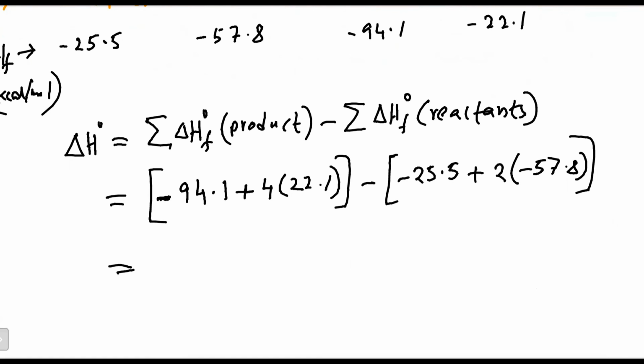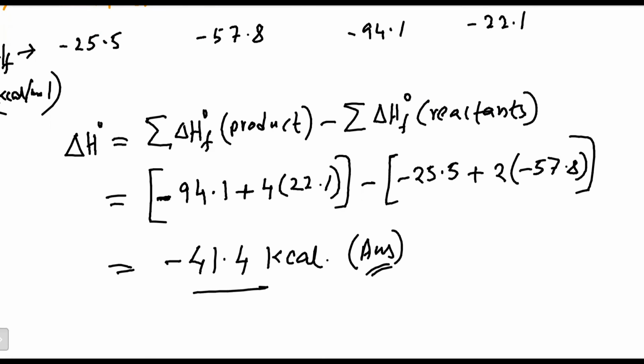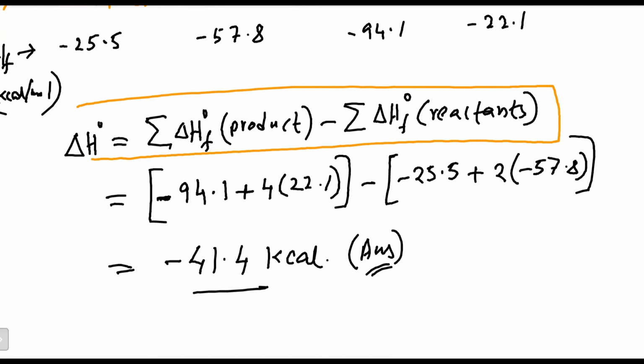If you solve this entire thing, I'm not solving it here, you will get minus 41.4 kilocalorie. This is also one subjective type of question. You just have to find out the answer. Here you have to remember this formula: delta H naught equals the heat of formation of the products minus the summation of the heat of formation of the reactant molecules. Once you solve, you will get the answer.